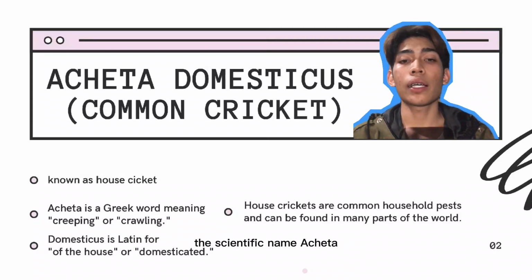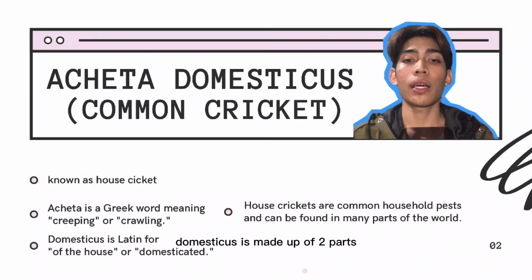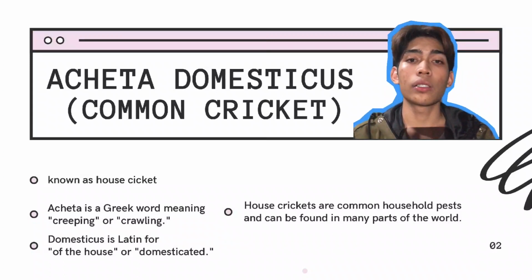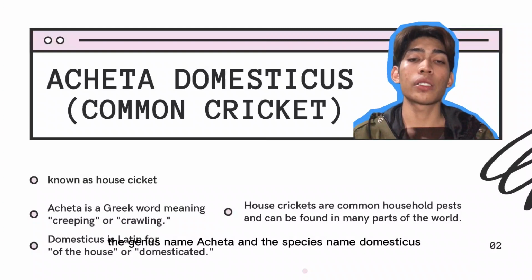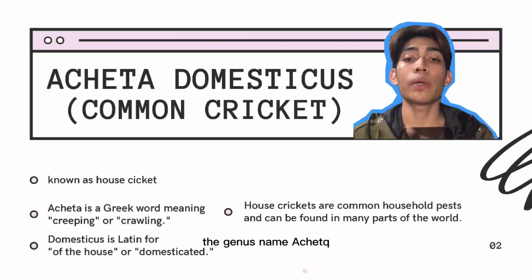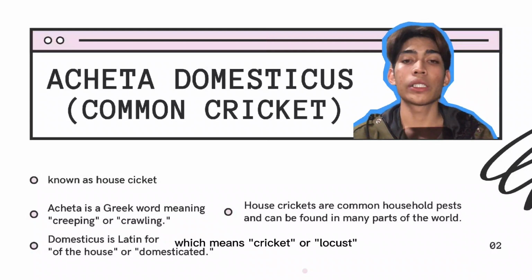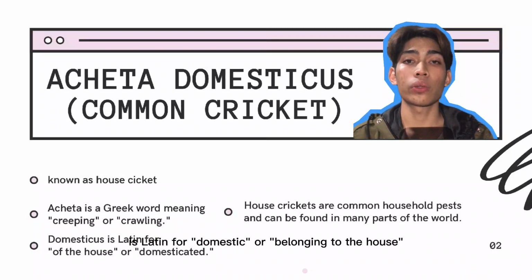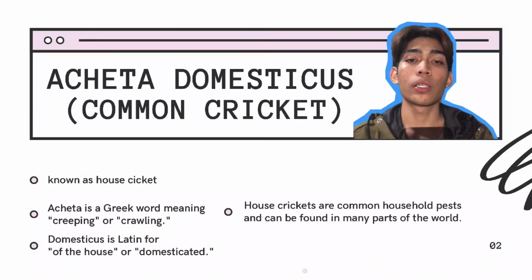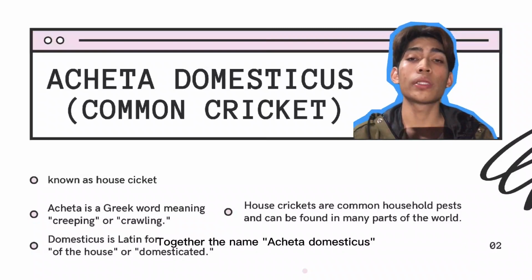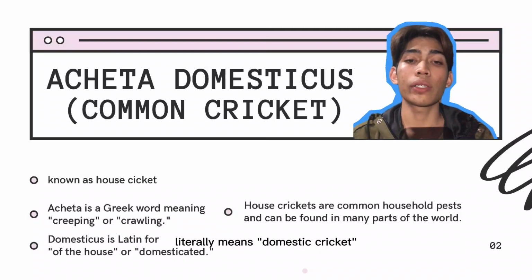The scientific name Acheta domesticus is made up of two parts, the genus name Acheta and the species name domesticus. The genus name Acheta is derived from the Greek word achites, which means cricket or locust. The species name domesticus is Latin for domestic or belonging to the house, which refers to the fact that this species is commonly found in and around human homes. Together, the name Acheta domesticus literally means domestic cricket.